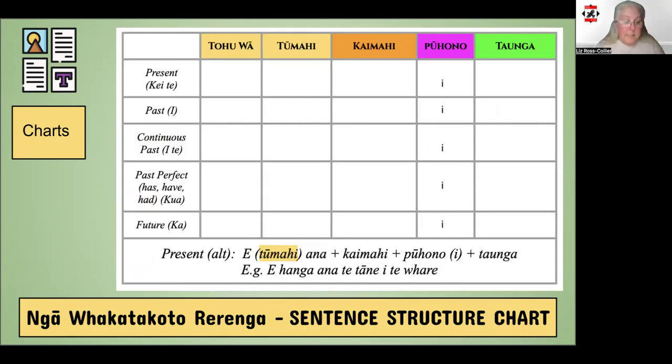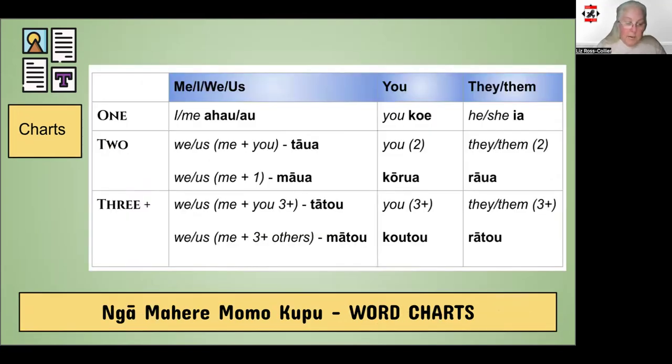This one is a sentence structure organizer using the headings at the top to help you practice writing rere mahi action sentences. The last one is a chart that shows the tūkapi or personal pronouns organised into groups. I've used this chart to show the singular, dual and plural word sets. So those are just a few examples of how you can use charts to help you organise the information that you've learned along the way.